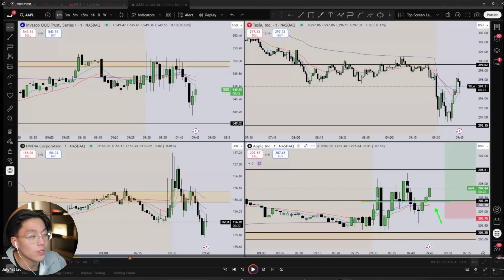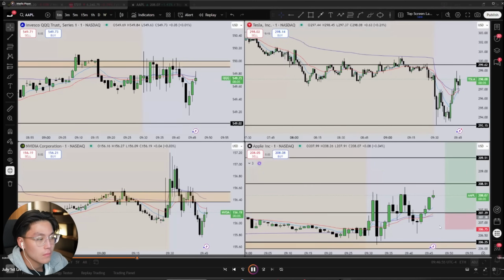I like this entry a lot better than the first one now because the Qs is going to reclaim back above our key levels. Apple on the 5 minute is still holding up. We're building up these higher lows here as well. So now I like to see this Apple continuation back towards the upside.